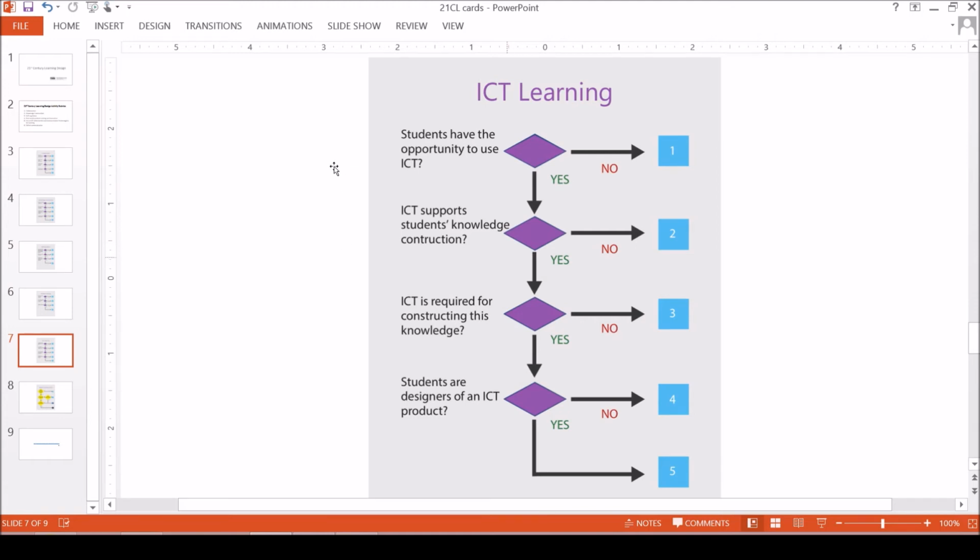And as you can see, as we move down through the diamonds here, is ICT required for constructing the knowledge, meaning could this be done without technology? And then our final diamond here, are students designing an ICT project? So if they are, that gets us down to the 5 range here. But again, it depends on the lesson.